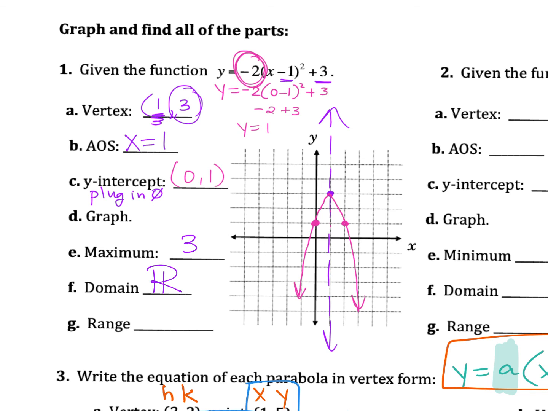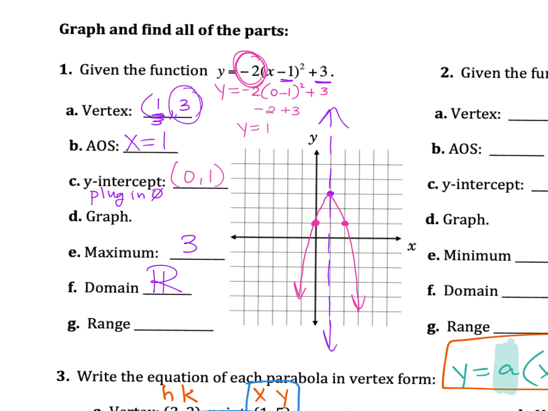What's your range? Uh-oh. My pen stopped working. What's your range? Less than or equal to, because it's opening down, right? So the highest Y value is right. Oh, come on. We've been doing so good. Don't fail me now.